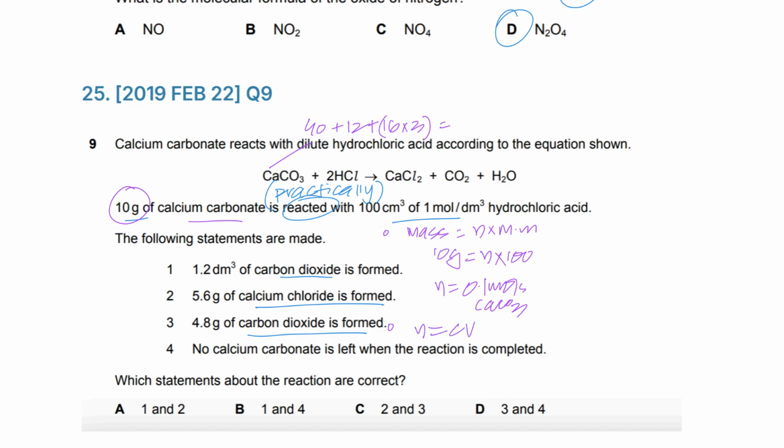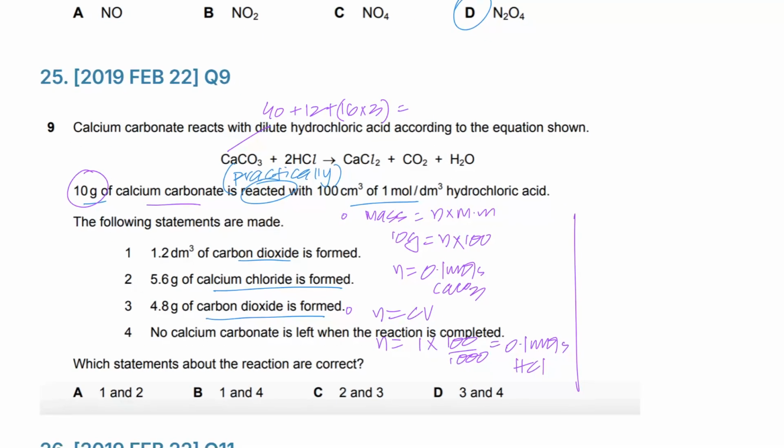n is equal to CV. You're given the concentration, which is 1, and volume is 100, but it's in cm cube, converted to dm cube by dividing it by 1000. So 1 multiplied by 100 divided by 1000. What do I get? 0.1 moles. Now you are basically reacting 0.1 mole of calcium carbonate with 0.1 mole of hydrochloric acid. But you need to figure out which one is the limiting reactant.